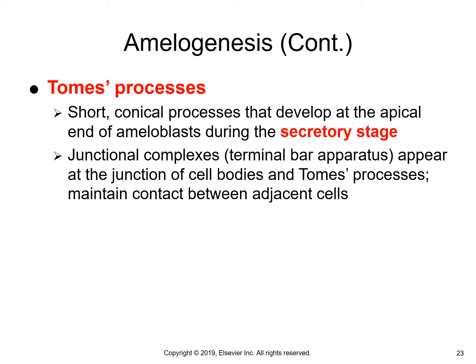There are processes called Tomes processes. These are short conical processes that develop at the apical end of an ameloblast during the secretory stage, when it is actually secreting enamel. The junctional complexes or terminal bar apparatus will appear at the junction of the cell bodies and Tomes processes, and these maintain contact between neighboring or adjacent cells. So there are these little bar apparatus that kind of hold their neighbor cell up.